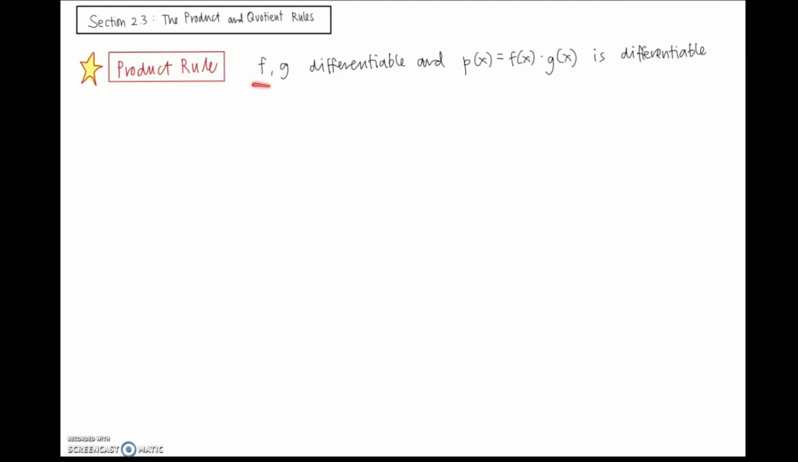So if we have two functions, f and g, and they're differentiable, and then we take their product, p of x equals f of x times g of x, and we know that that's differentiable, then the derivative of that product, so p prime of x, is going to look like this. It's going to be f of x times the derivative of g of x plus the derivative of f times the function g of x. And this is the product rule.